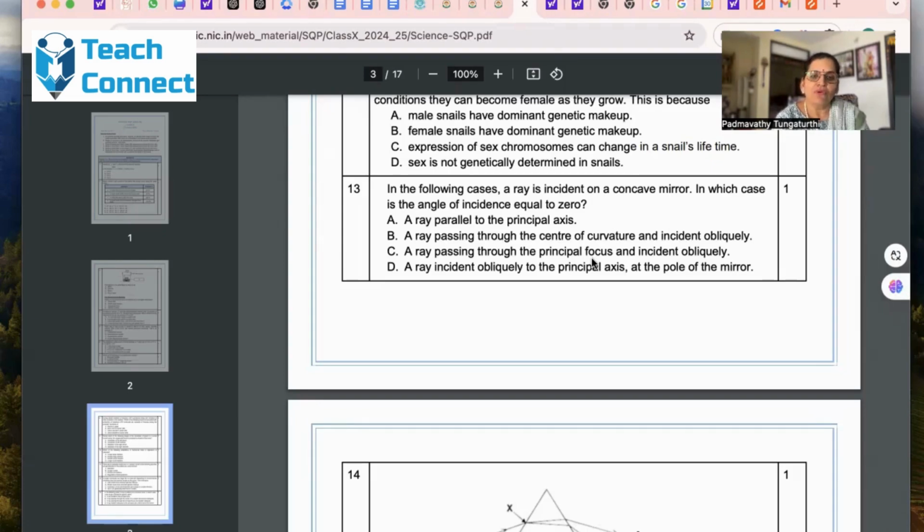Does the student know that for any ray passing through the center of curvature, the angle of incidence is 0? This is the application statement. We are analyzing this for concave mirror, convex mirror, plane mirror. The student has to bifurcate these mirrors and come back to a concave mirror. That's why it is an analyzing question. And the answer is a ray passing through the center of curvature and incident obliquely.